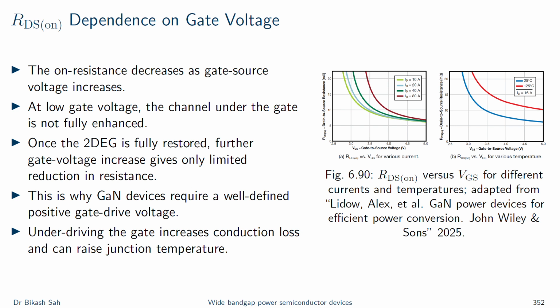Beyond a certain gate voltage, additional increase gives only limited improvement because the channel is already strongly enhanced and other resistances typically dominate. The practical lesson is that the GaN must be driven with the recommended gate voltage. Underdriving the gate may reduce gate stress, but obviously it will increase the conduction losses and junction temperature, and overdriving may damage the gate structure itself. So GaN driving is a very narrow window design problem: high enough for low resistance, low enough for long-term reliability, and stable enough for avoiding ringing beyond limits.